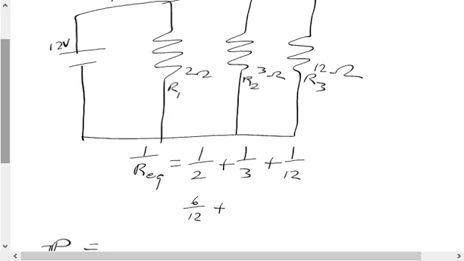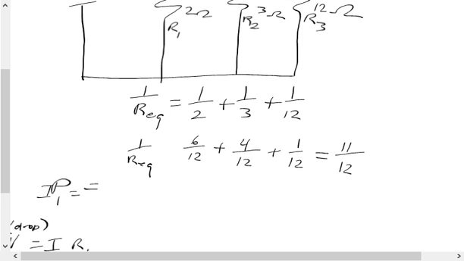This one would be 6/12. This one here would be 4/12. And of course, this is 1/12. And going through, I would find 11/12. And so that would give me, again, 1 over the equivalent resistance. All right, let me just go through and make sure that that seems right. Yeah, okay. So we got 11/12 is equal to 1 over the equivalent resistance, which means that my equivalent resistance is equal to 12/11.